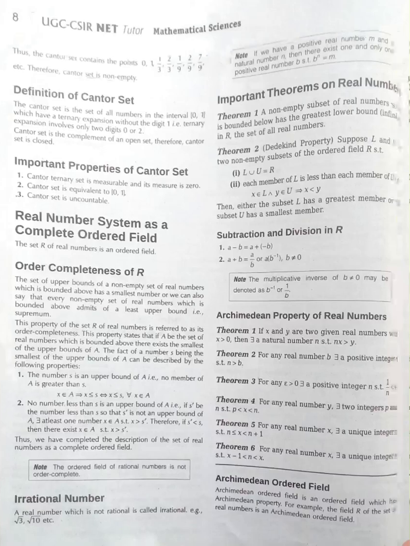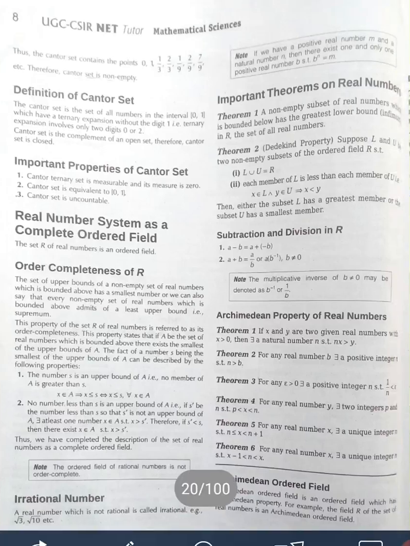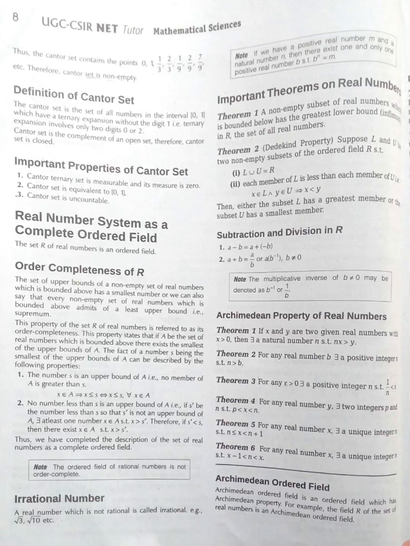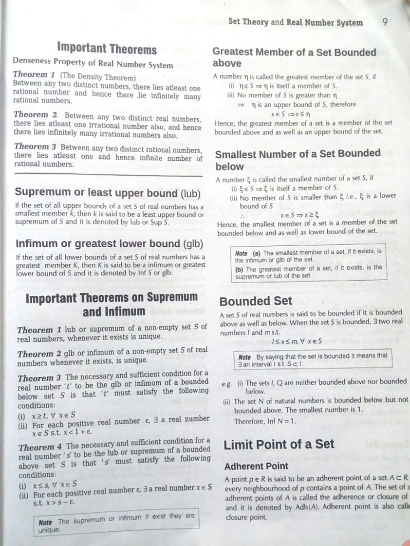Definition of Cantor set, important properties, real number system, order, completeness or Archimedean property of real numbers with theorems. And on the next page we have important theorems of supremum and infimum, with the definitions of supremum and infimum, greatest member of a set bounded above and smallest member of a set bounded below, bounded set, limit point of a set, at the end points. And on the next page limit point, derived set, isolated point, closed set, closure of a set, dense set, and some important theorems related to these topics.